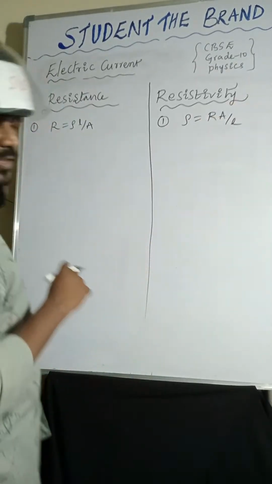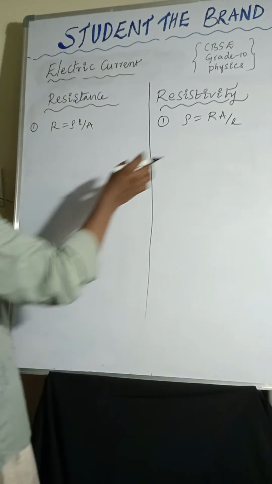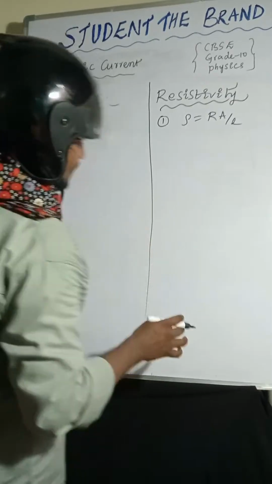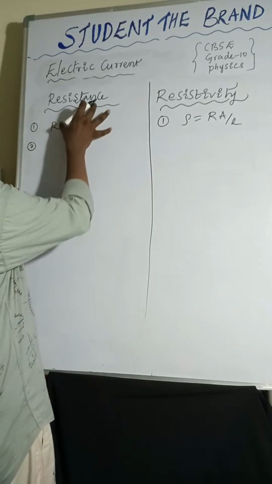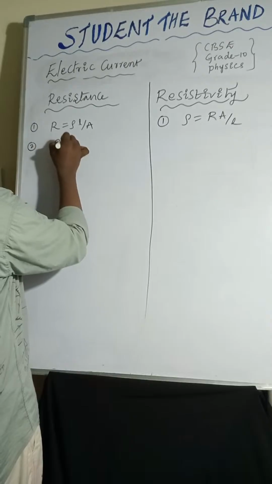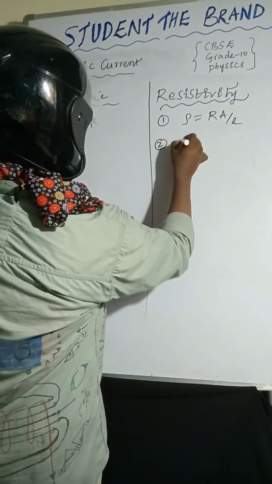One more point also there. Here, resistance is directly proportional to the length of the conductor. Second one I am taking here: the SI unit of resistivity is ohm meter.